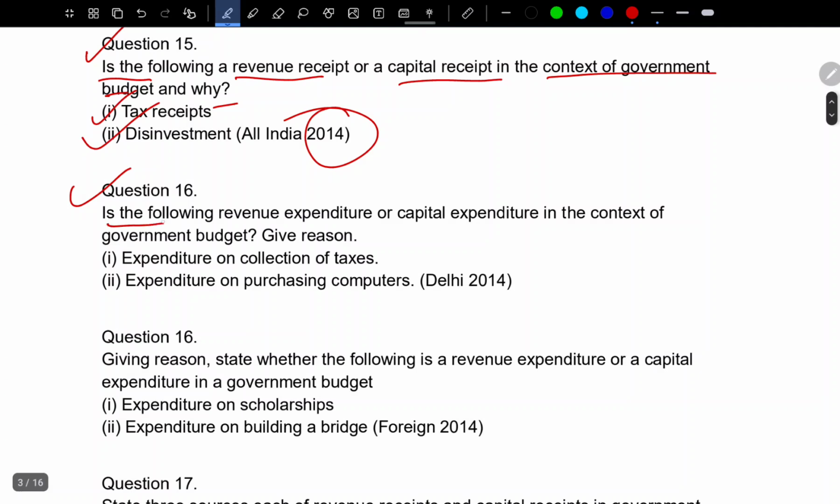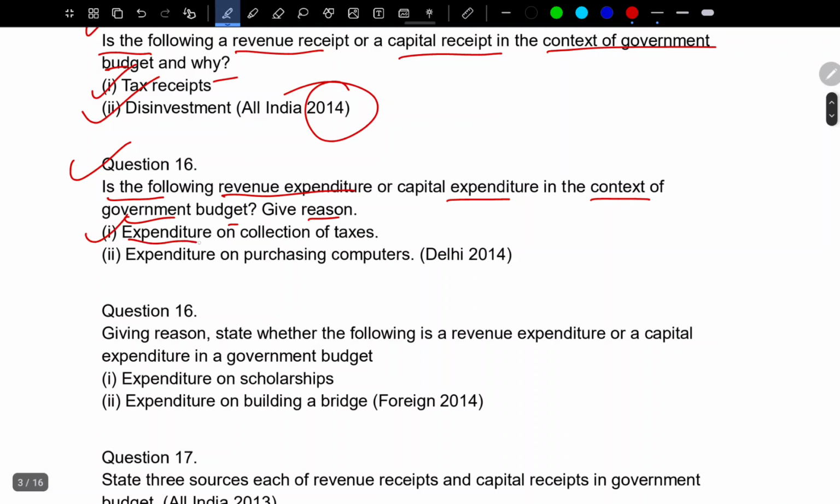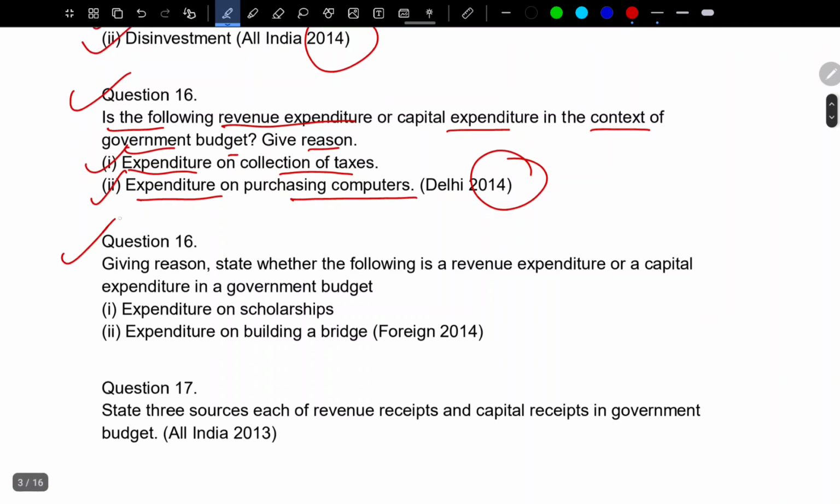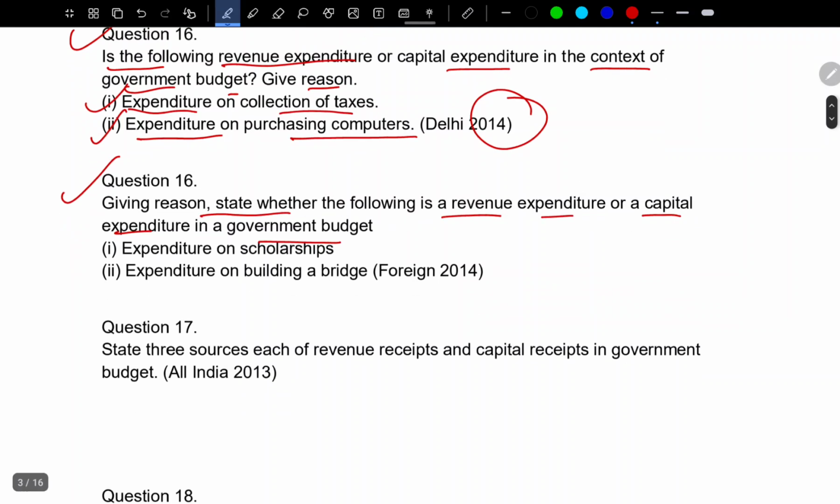Question number 16 is: state whether the following is revenue expenditure or capital expenditure in the context of the government budget, and give reason. So we have to give reasons also. Expenditure on collection of taxes and expenditure on purchasing computers, asked in 2014. Again, we have to classify expenditure on scholarship and expenditure on building a bridge, and give reason also.